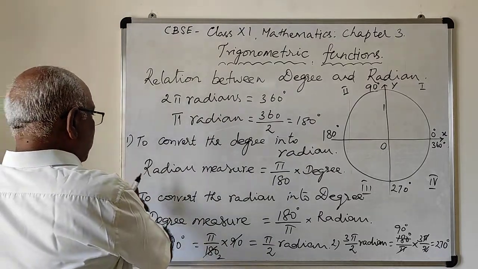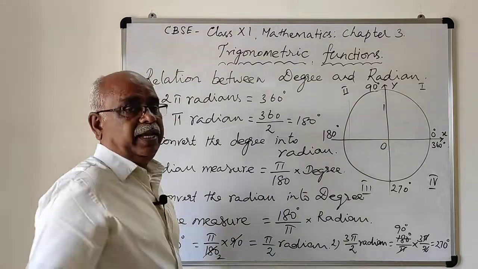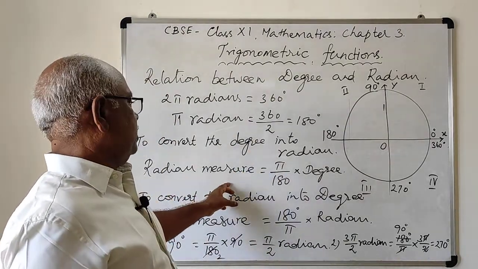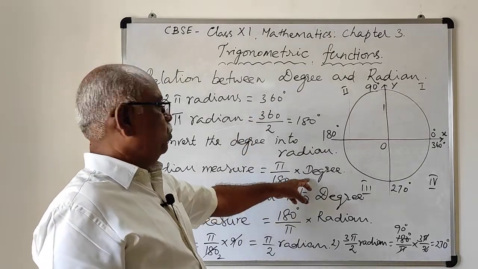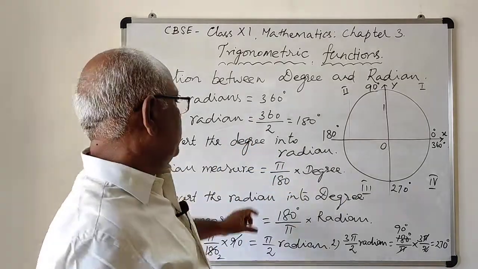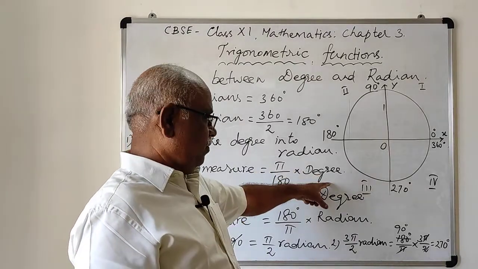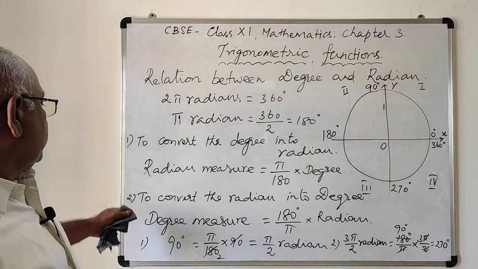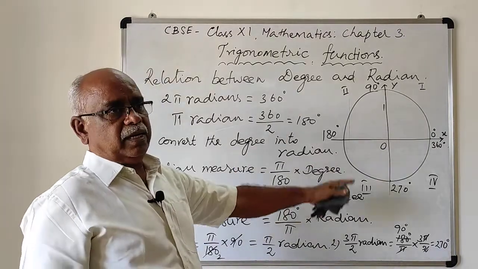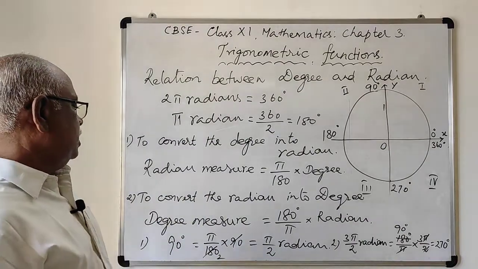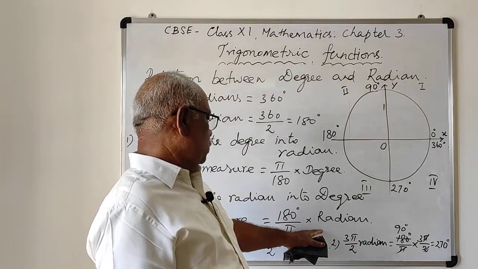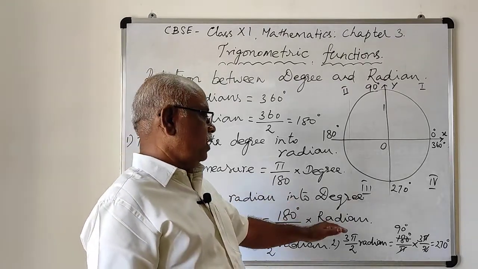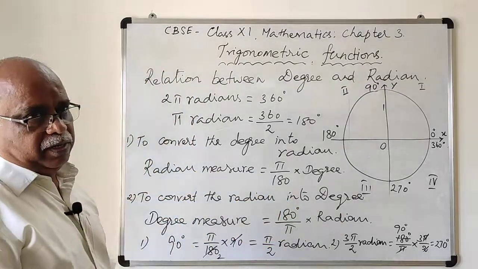To convert degrees into radians, you have to multiply the degree value by pi by 180. You multiply pi by 180 into the degree given, which gives you the radian measure. That is the first formula. Similarly, the second one, to convert radian into degrees, you have to multiply the radian value by 180 by pi. That is 180 by pi into the radian value gives you the degree measure.